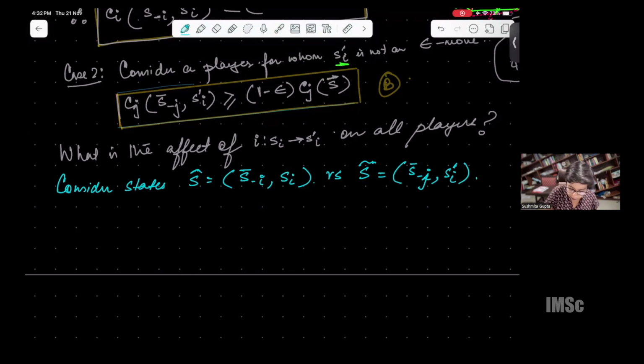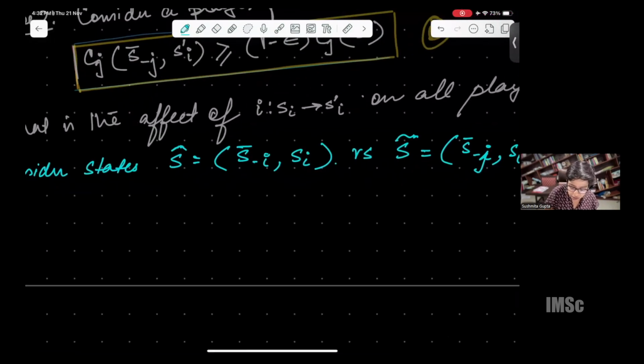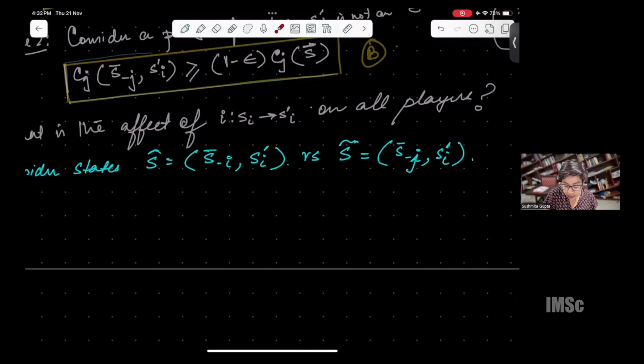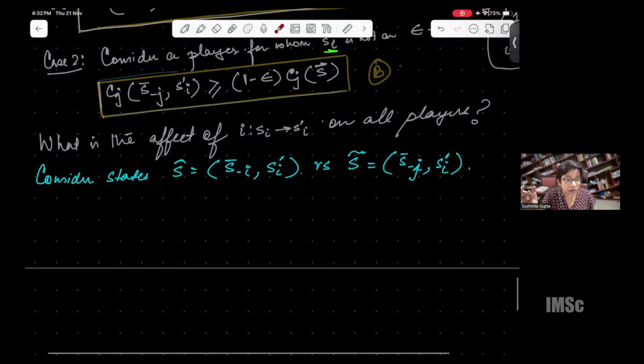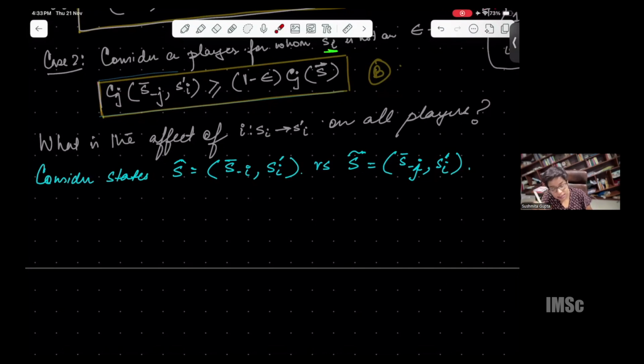So S hat represents the situation when player i has moved, has undertaken this deviation. This is what I mean by S minus i. Originally, everybody was in the state S bar, and then player i has deviated and chosen this path S prime i. Compare that to this situation, S tilde, which represents the case when j has opted to take this path S prime i. And j is like a generic player, like anybody, not the max gain player. All right, so can you tell me what is the difference between S hat and S tilde? How much do they differ?